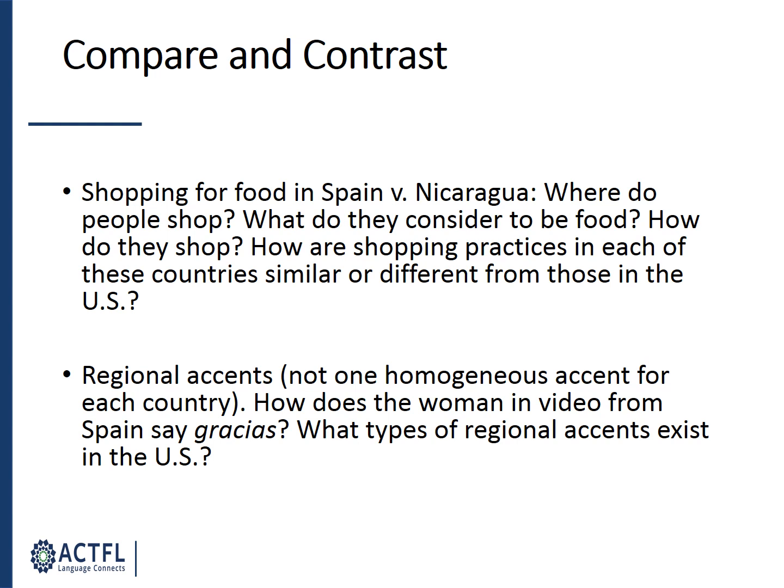In certain parts of Spain, especially in the south, they're called ceceantes, and they might say something like gracias. And this particular video was from Sevilla, where the soft C is pronounced just like the S, but the ending of the word is often chopped off. So the woman actually said gracia. And so showing these types of regional differences is really beneficial for students at all levels. And then you can ask students what types of regional accents exist in their own country in the United States.